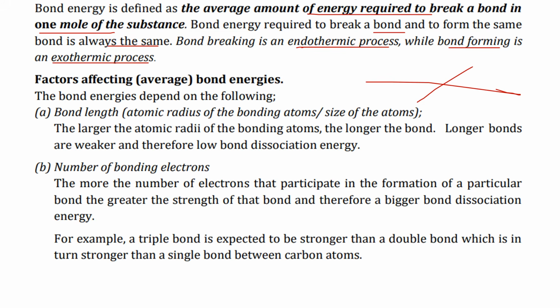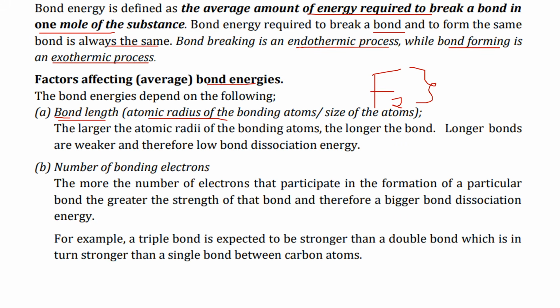Now looking at the factors affecting average bond energies, bond energies depend on the following. We gave a variety of factors, however, we gave out 2. The first one is bond length, and by bond length we are talking about the atomic radius of the individual atoms involved in a given molecule. If it's fluorine, we look at the atomic radius of the 2 fluorine atoms separately to determine the strength of the bond.